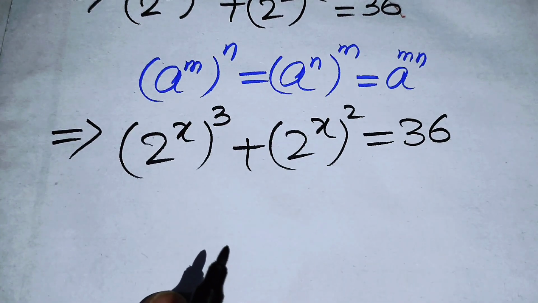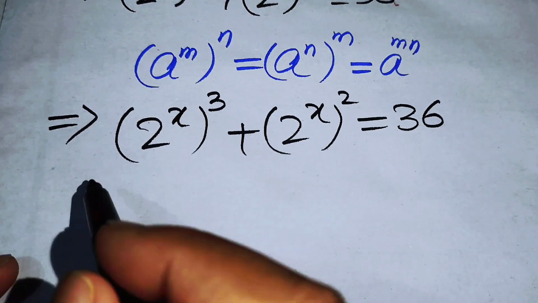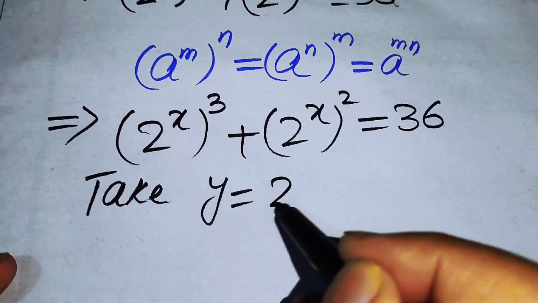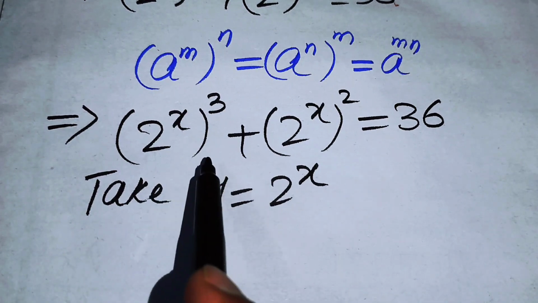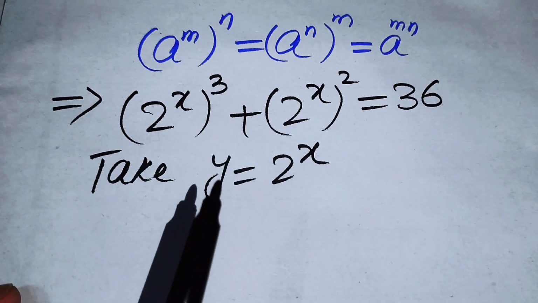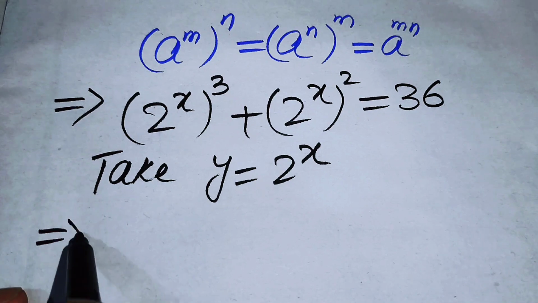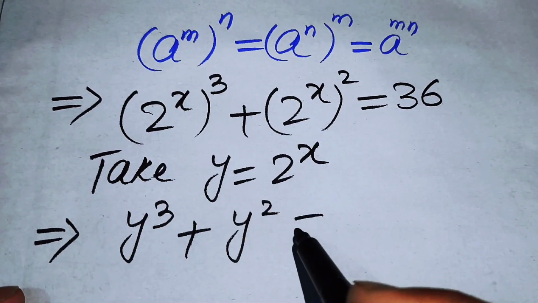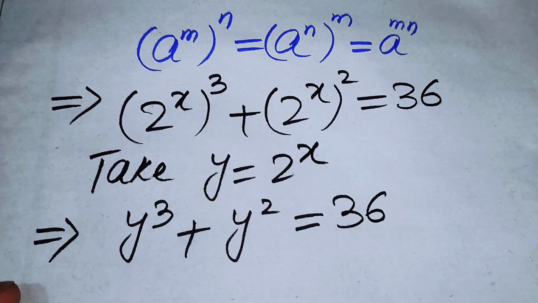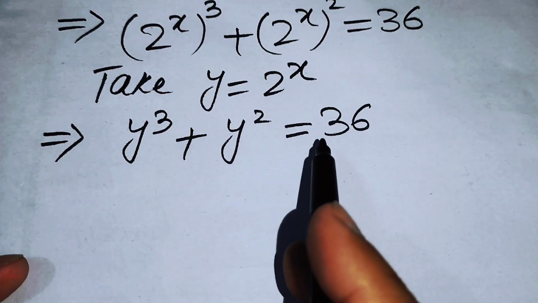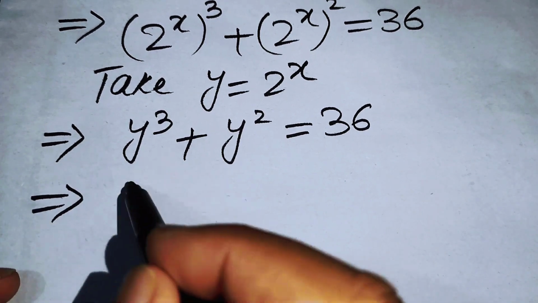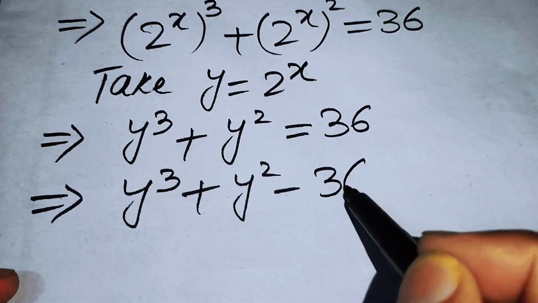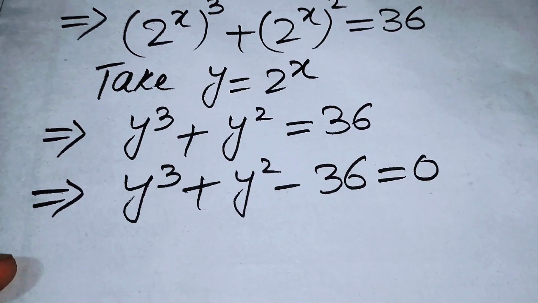And after this step we will take 2 to the power of x is equal to y, so that this exponential equation will become the cubic equation in the form of y cubed plus y square is equal to 36. And now we move this 36 to the left hand side and you get y cubed plus y square minus 36 is equal to 0.